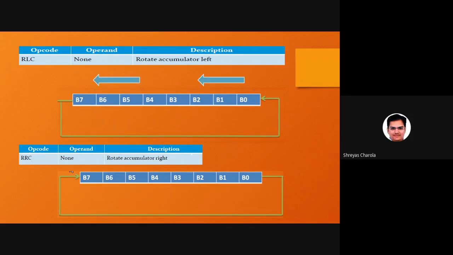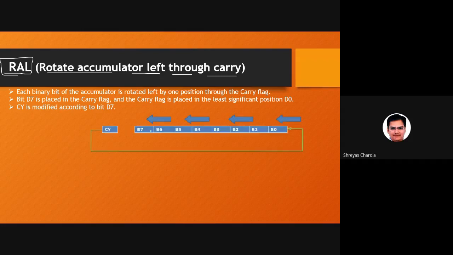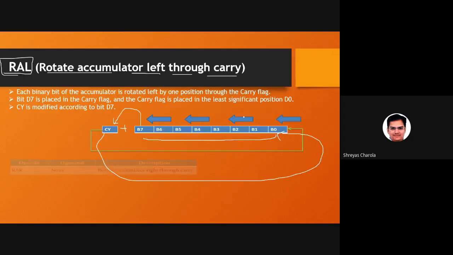Now, when you write RAL, remember here you need to rotate the accumulator left through carry. That means now the carry is included. So how will it be, look at this. This is 8 bits, plus the carry is always there. Now rotate left, that means this bit will come here and the carry bit will go here, in place of B7. Instead of B7, now the carry flag will go here. So here it will be carry, then B0, and here it will be B6. In the carry, the bit will be B7.